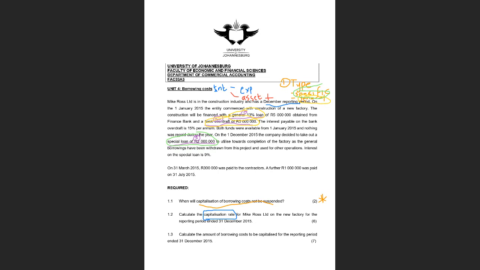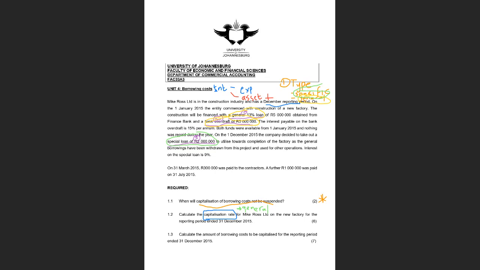Okay. So when we answer in 1.2 to calculate the capitalization rate, what do we focus on here? Which loans do we focus on here? Remember, the capitalization rate is only applicable to what? It's only applicable to general borrowings, correct? So we need to focus only on the loans which have general borrowings, and that would be number 1 and 2, the 13% loan and the bank overdraft.